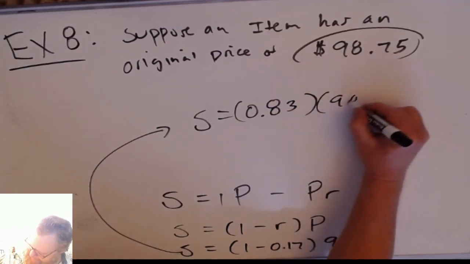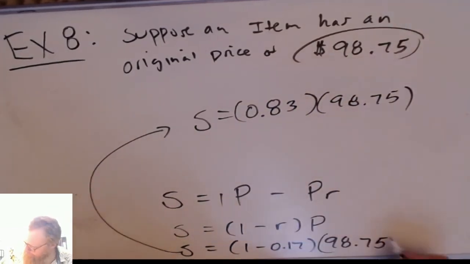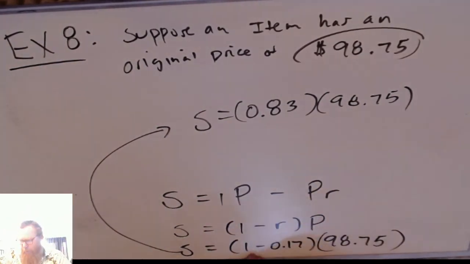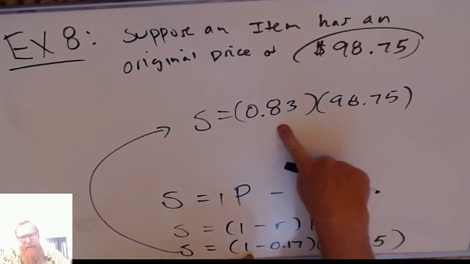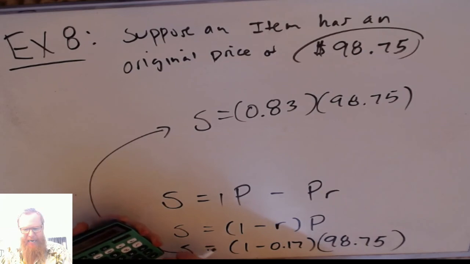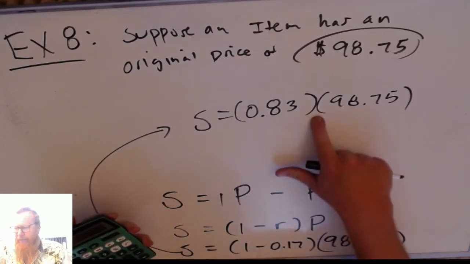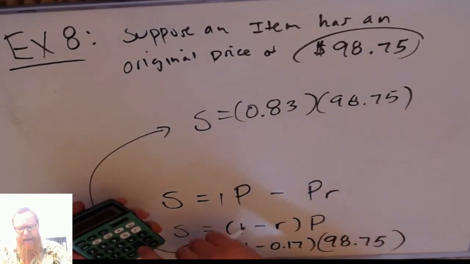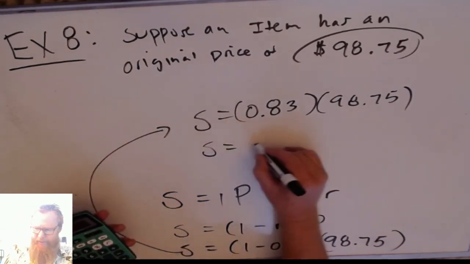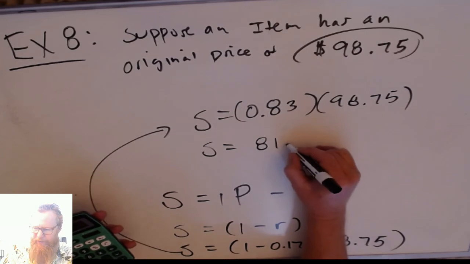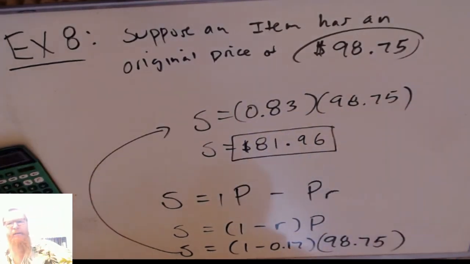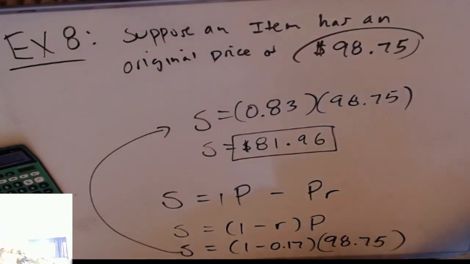Times 98.75. I'm just putting parentheses to indicate that I'm multiplying. All right, so mental math from 1 minus 0.17 all the way to 83. If you have to use the calculator, that's fine. And so you're going to get 83%, right? And then 98.75 is $81.96. So that's the sale price.